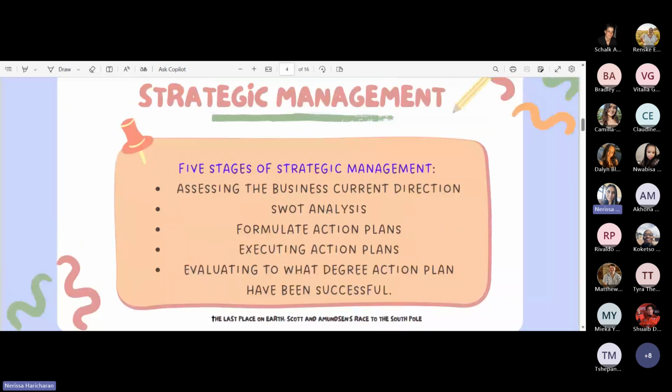So when we talk about strategic management, there are different stages that we look at, and it looks absolutely simple. It's probably something that if any of you are working in a corporate environment, you currently are doing, but you're just not terming it, if that makes sense.